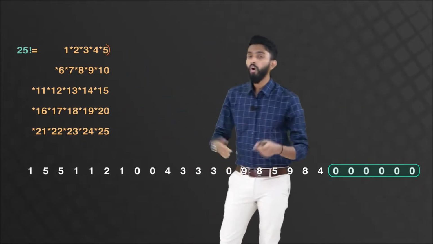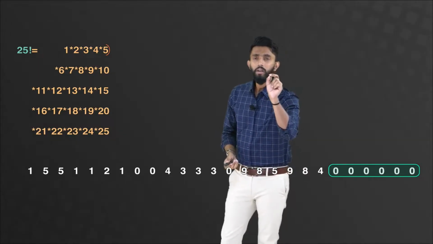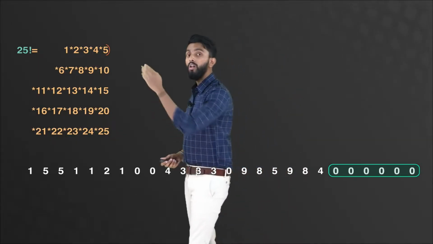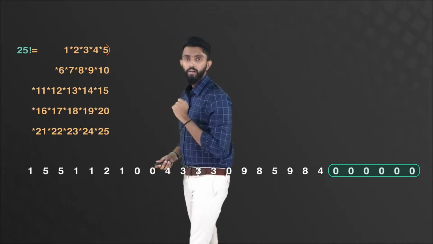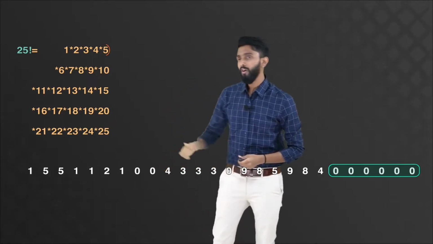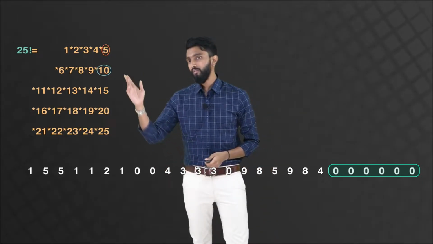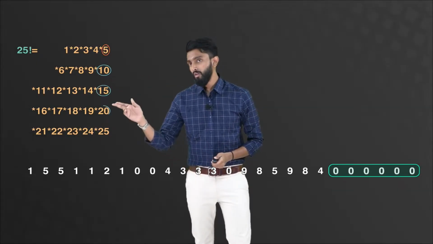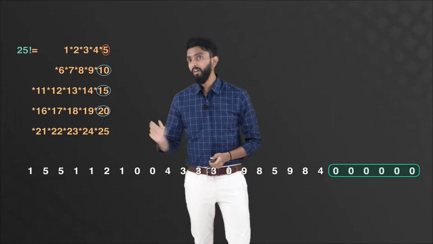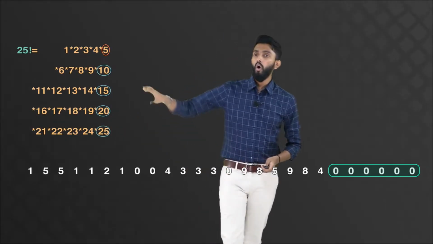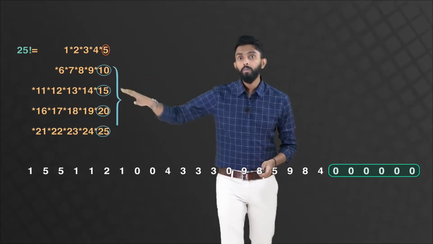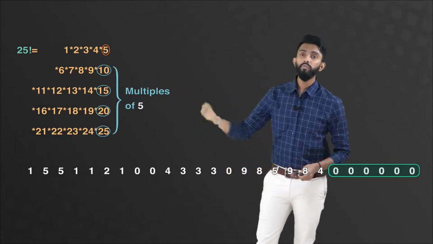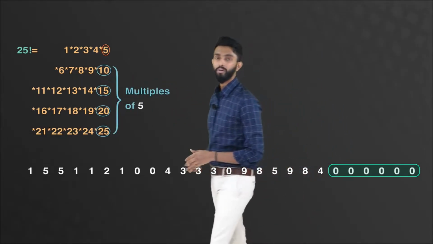And how will you find all possible 5s? Simple. Look for all the multiples of 5. Can you tell me which are the multiples of 5? Obviously, these are the multiples of 5. 10 is a multiple of 5. Similarly, 15 is a multiple of 5. Similarly, 20 is a multiple of 5. 25 is a multiple of 5. All these are nothing but what? Multiples of 5. Any confusion till this point of time?